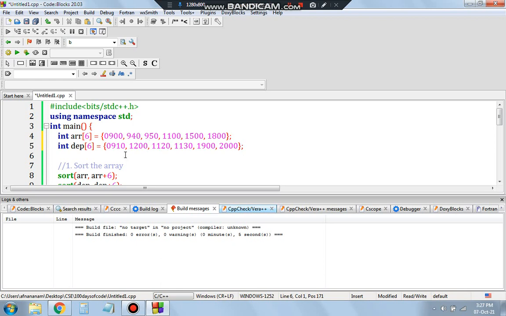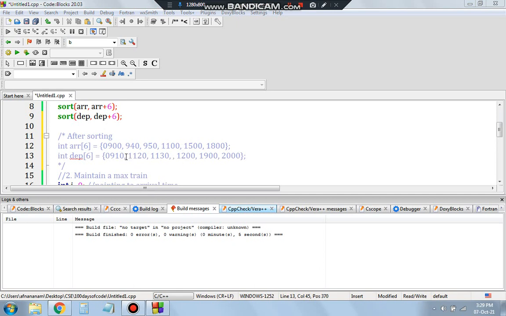So for that, what we can do is, we are not concerned about at what time this particular train is leaving. All we are concerned about is, at a certain point of time, how many trains are standing at the station. So for that, we'll be sorting this array as well as this array. After sorting in ascending order, this one is already sorted in the question, so we need not worry about it.